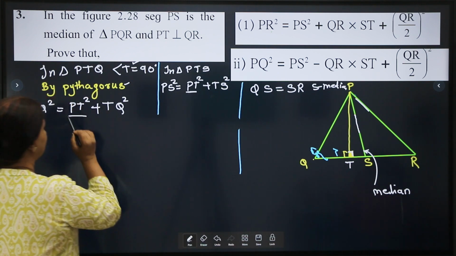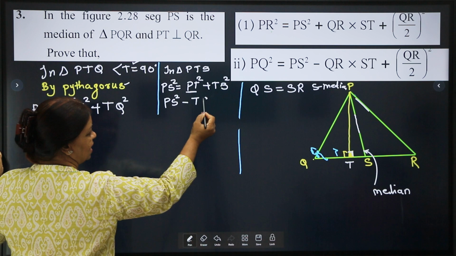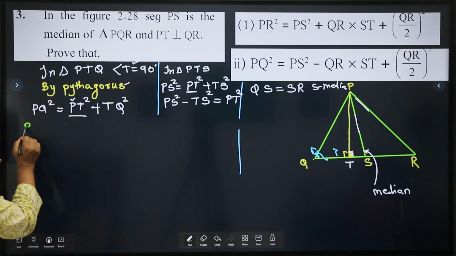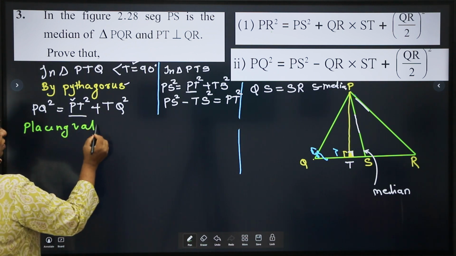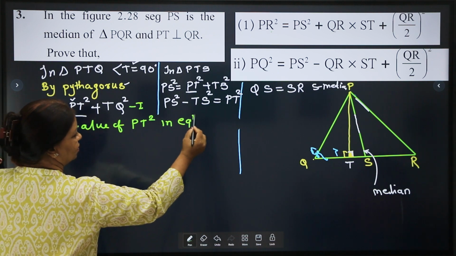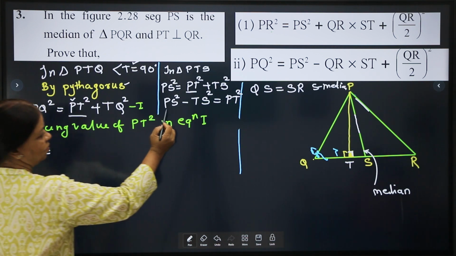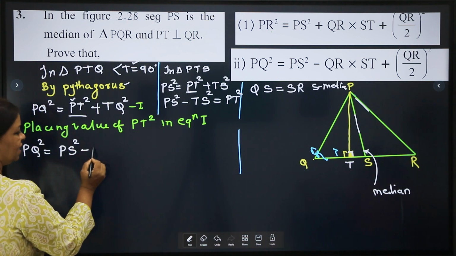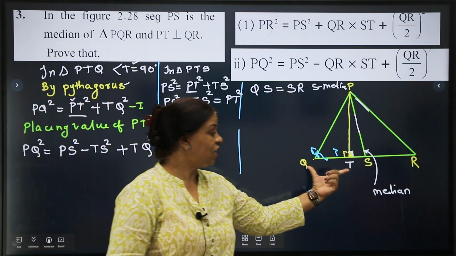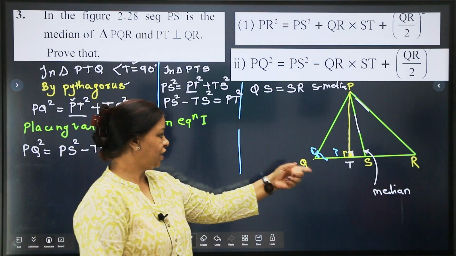Now I will take the PT value, because I have got here PT. PS square, I will shift this number here, TS square here, minus TS square is equal to PT square. Place the value of PT square in equation 1. What do I get? I get PQ square is equal to PS square minus TS square plus TQ square. And TQ is equal to what? QS minus ST.